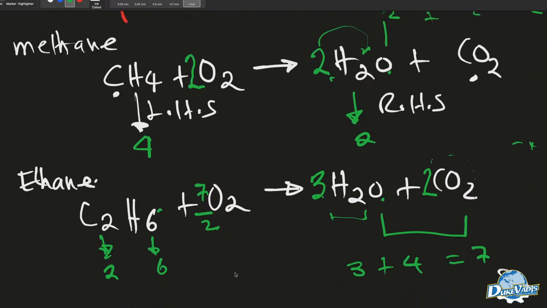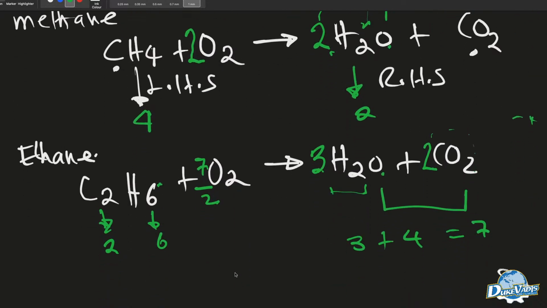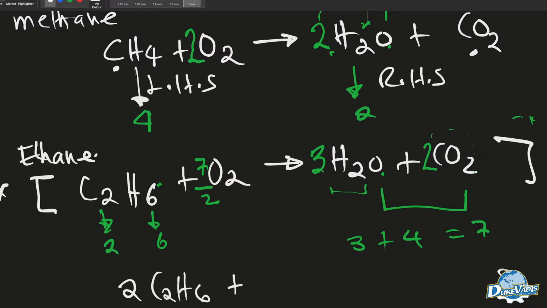So in effect, the equation will now look this way. When we multiply both sides through by 2, we are going to get 2 C2H6 plus 7 O2, and this will give us 6 water and 4 carbon dioxide. And that is the complete reaction.